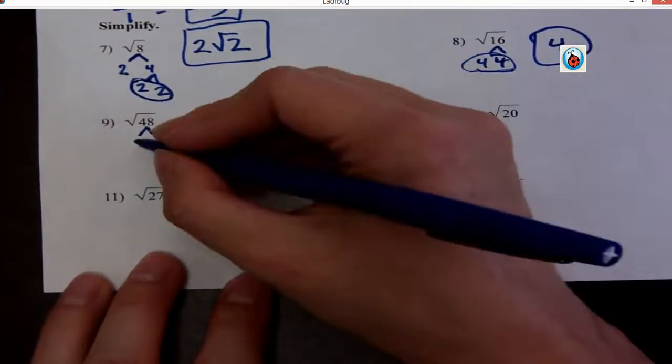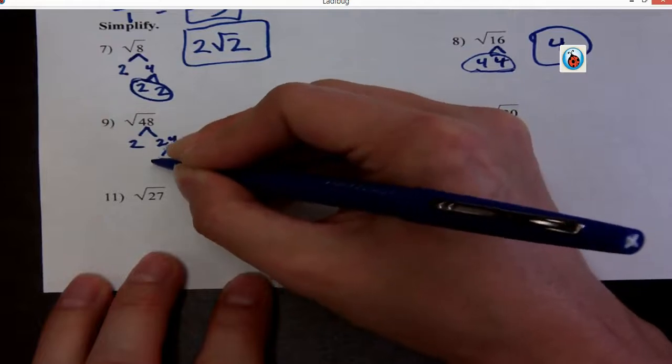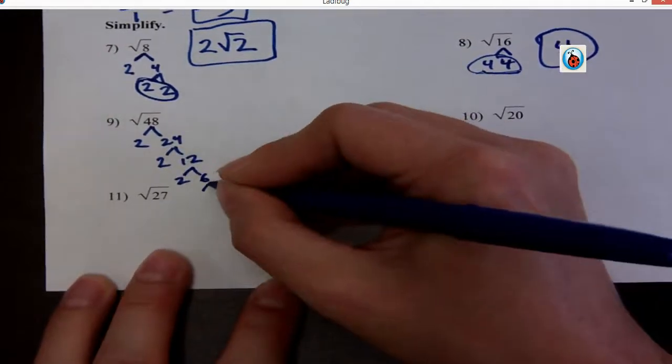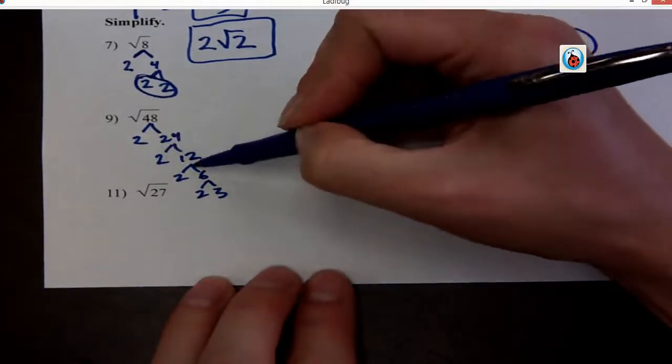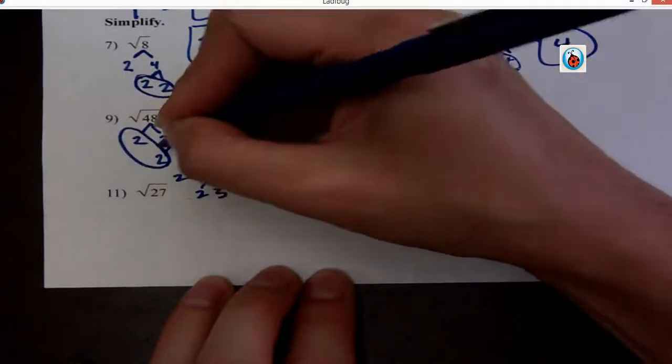So 48, we divide to 2 and 24, then 2 and 12, then 2 and 6, then 2 and 3. So again, it divides out pretty easily. You can use your calculator if you need to. There's just a lot of 2's there. And we circle our doubles.